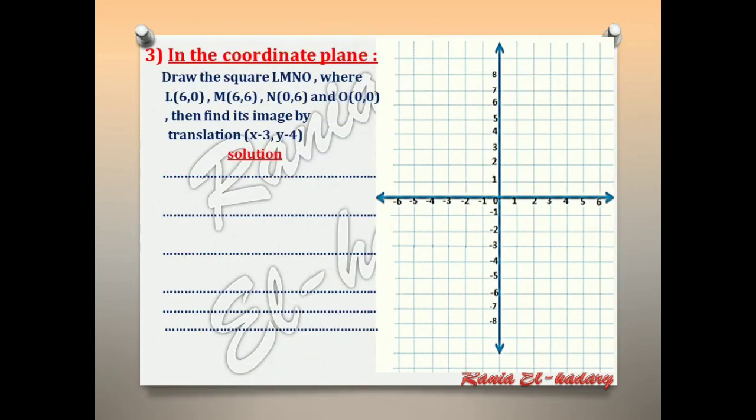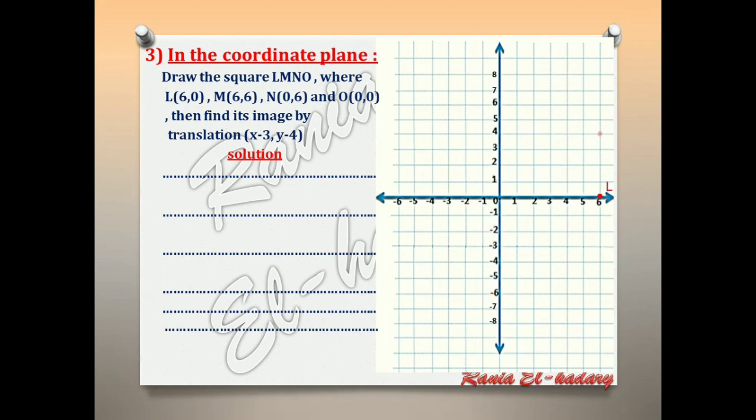Number 3. Draw the square LMNO where L is (6, 0), M is (6, 6), N is (0, 6), and O is (0, 0). Then find the image by translation x minus 3, y minus 3. First, draw the original shape or the original points. So, put point L at (6, 0).